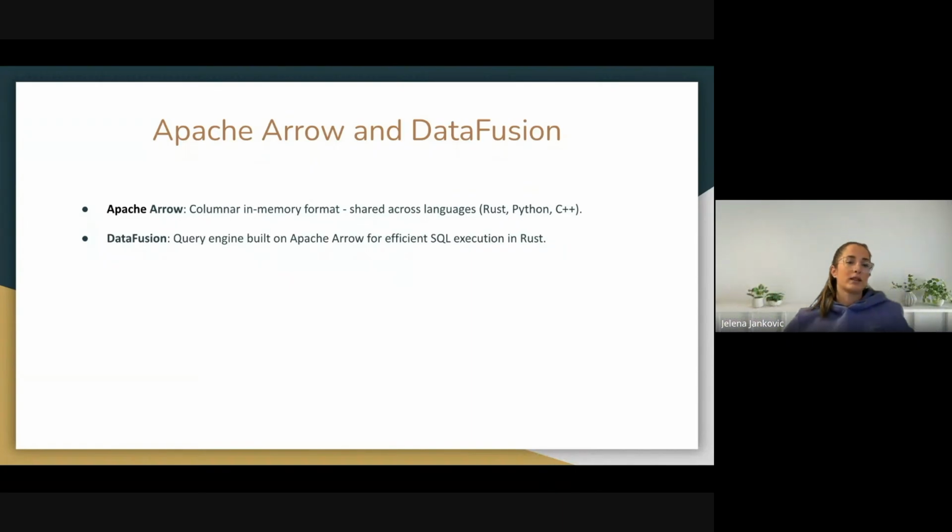Here I would also mention tools that are frequently used in Rust. Those are Apache Arrow and DataFusion. Apache Arrow is a standard columnar in-memory format or data layout. It is also shared across languages like Rust, Python, and C++. DataFusion is a query engine built on top of Apache Arrow, and it is used for efficient SQL execution in Rust. It is a query execution engine, so if you want to build something customized, you can rely on DataFusion, and it allows you to plug in your custom logic.